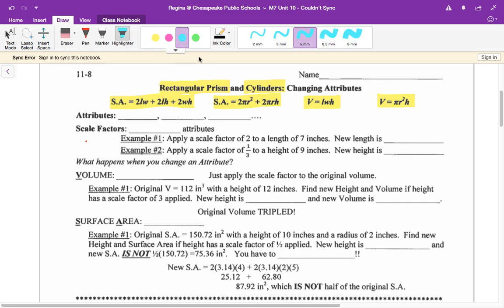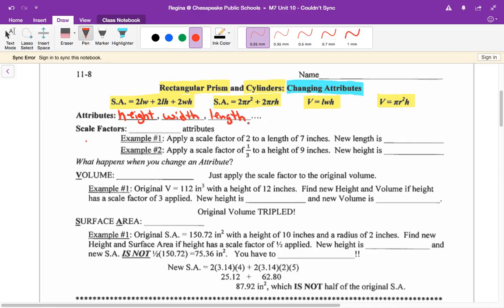Now they're going to put a little twist on us, and they want us to change attributes and see what happens. Well, you might be saying, what's an attribute? All right, the attributes, let's fill in our notes. The attributes would be the height, and maybe the width, or the length, or if we're talking about a cylinder, it could be the radius. So it's those things that we plug in. It's these letters: length, width, height, radius. So if we change any of those, we're talking about changing attributes.